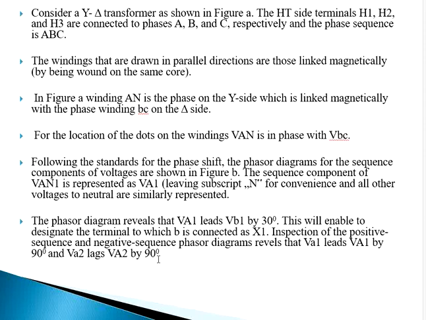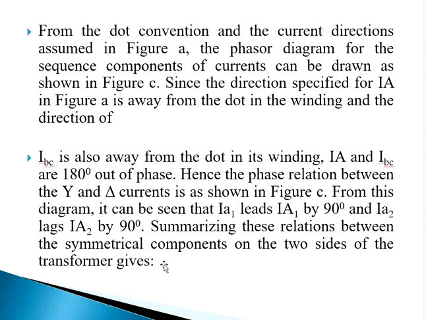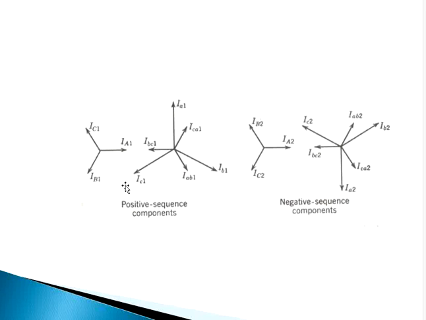Now, until now we have seen it in terms of voltage. If I say in terms of current, my IA1 will be in phase with IBC1. So this is the positive sequence component and this is the negative sequence component. So IA1 will be in phase with IBC1.